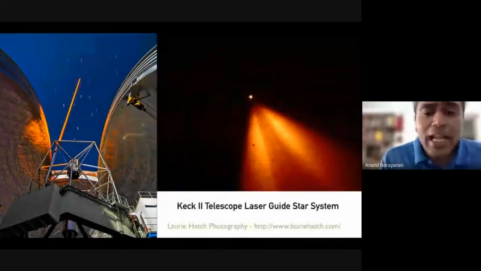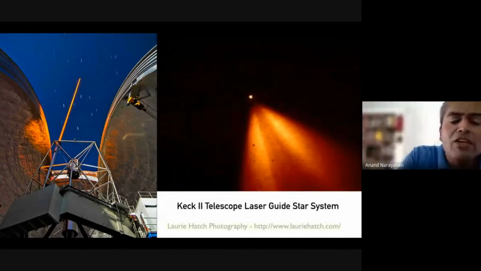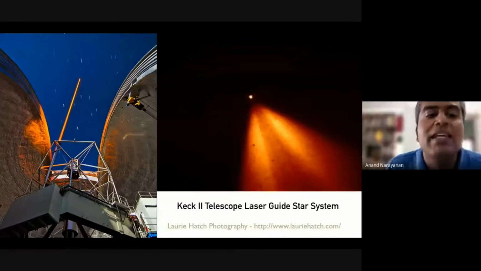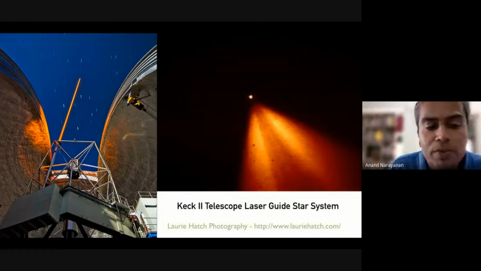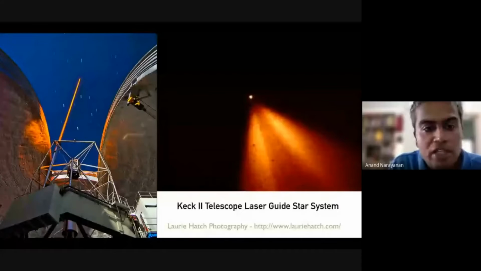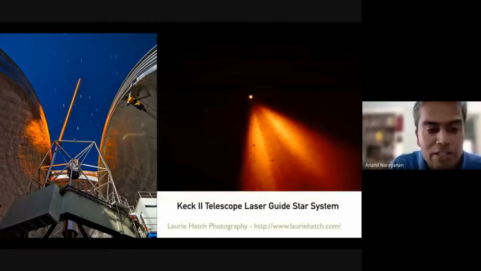This adaptive optics system is fitted in many of the modern big observatories. I'll just show you one such example. This is the very famous Keck telescope. The Keck telescope is situated on the summit of Mauna Kea in the island of Hawaii off the Pacific Ocean. So this is the telescope, and this is the dome structure inside which the telescope is kept.